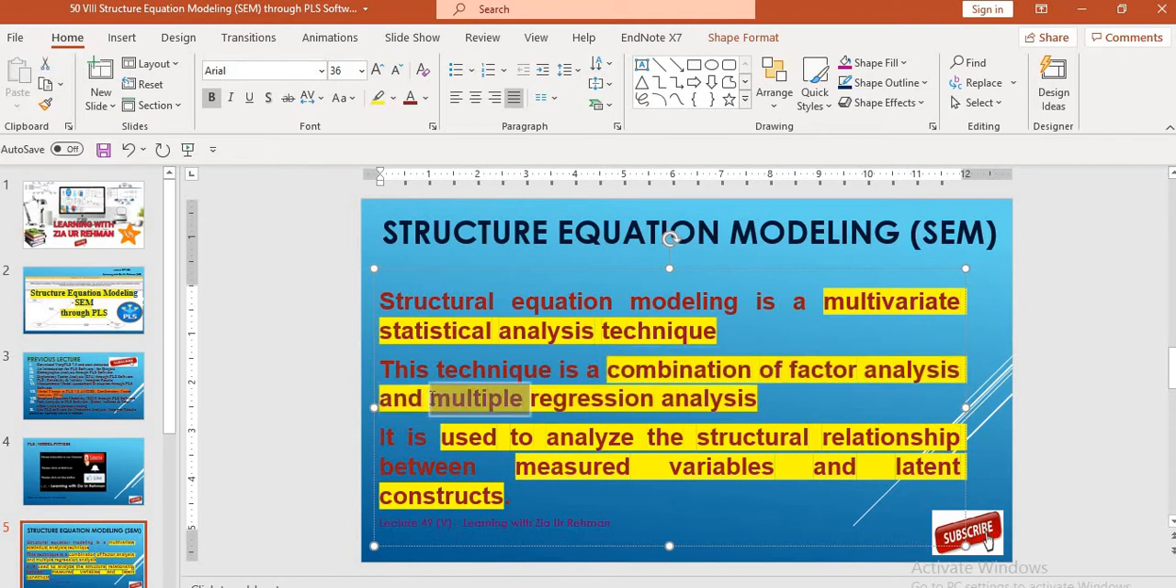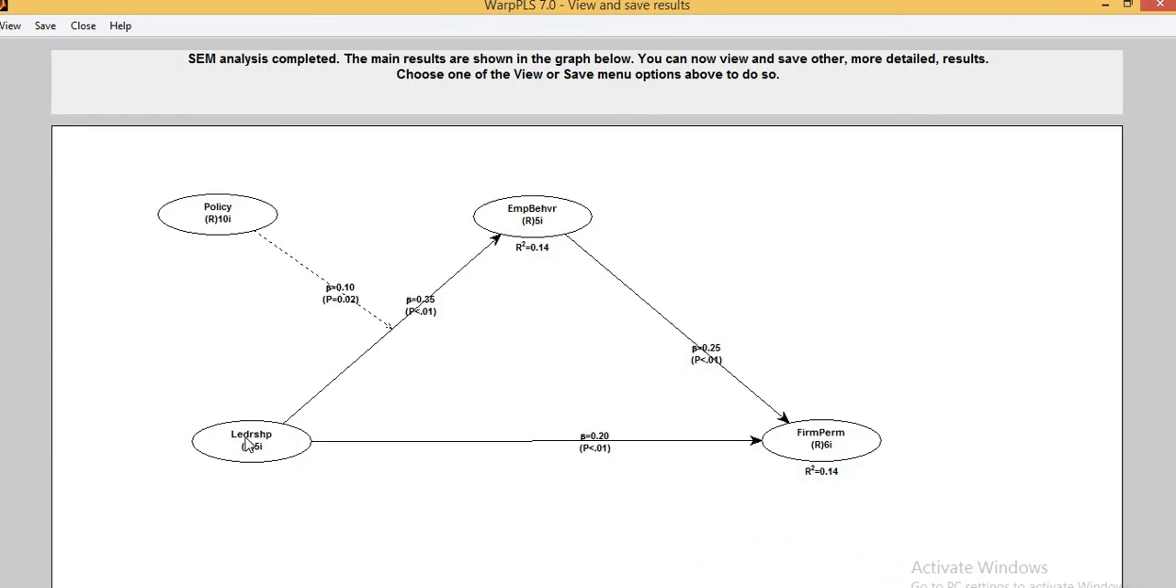Multiple regression analysis means the structure which you have drawn for your variables. This is an independent variable. Firm performance is a dependent variable. Employee behavior is a mediator, and policy is a moderator. This is actually a structure.